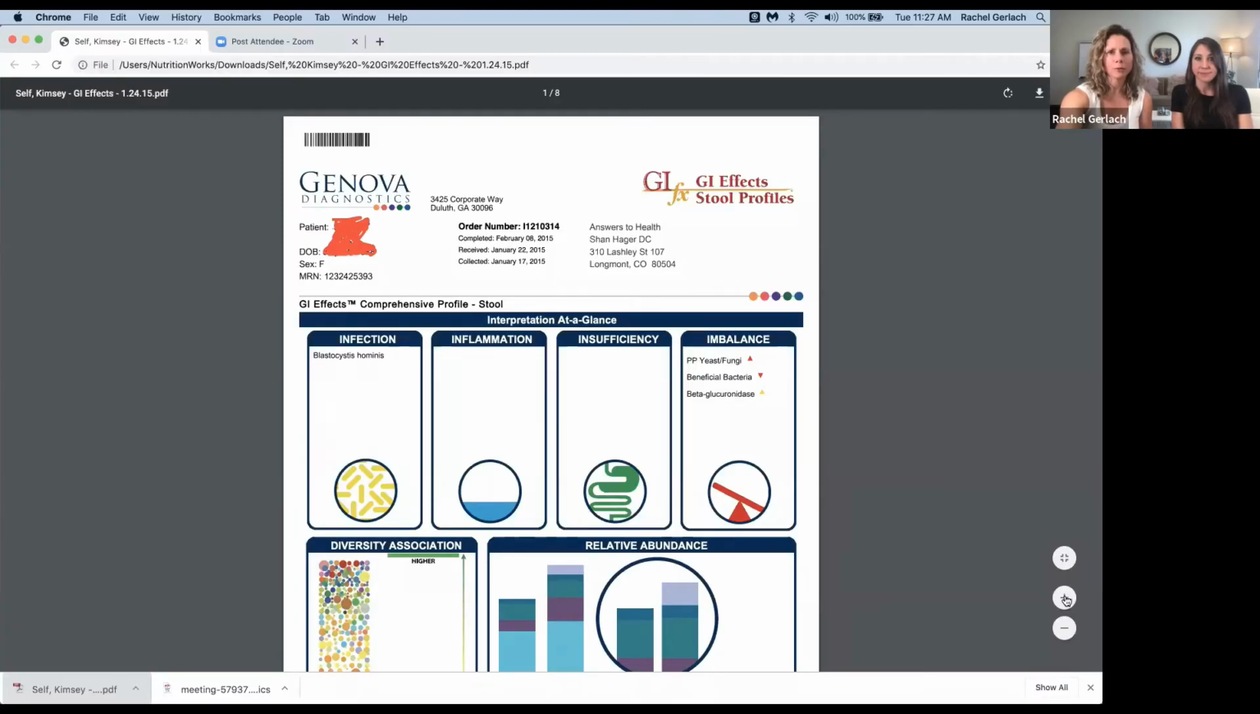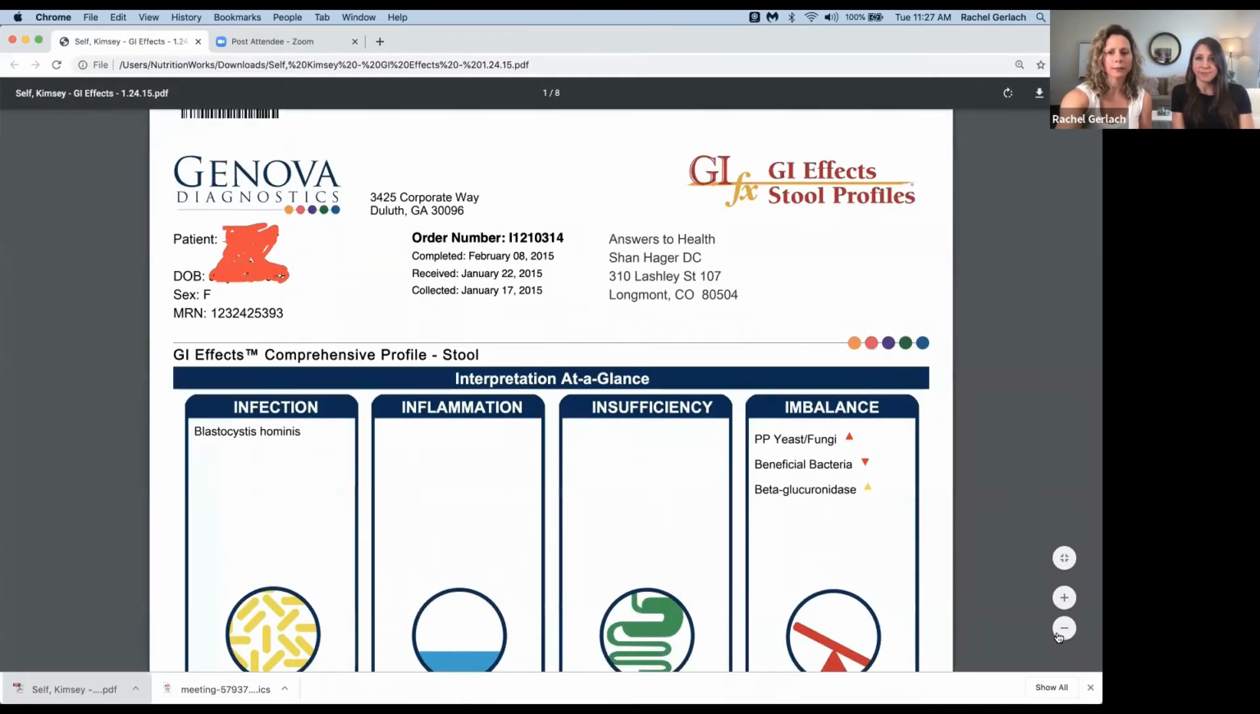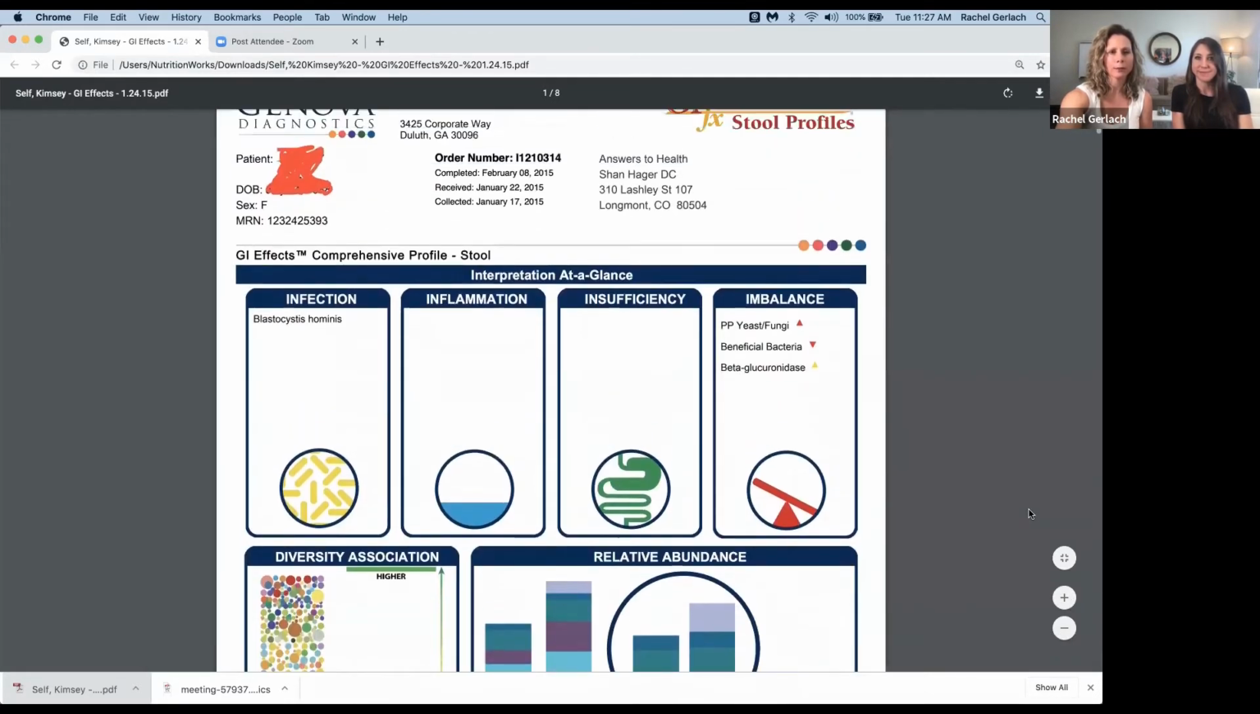That test is a comprehensive stool test, and we're going to go ahead and share our screen with you so you can see what this looks like and how it may apply to you. Here we go. Let's make that larger for my old eyes. All right, Kimsey, what are we looking at here?